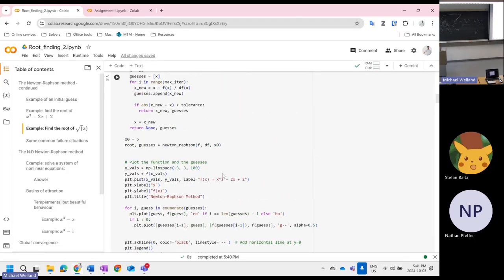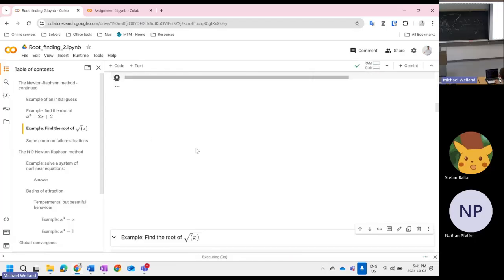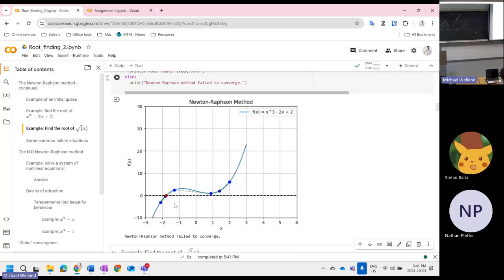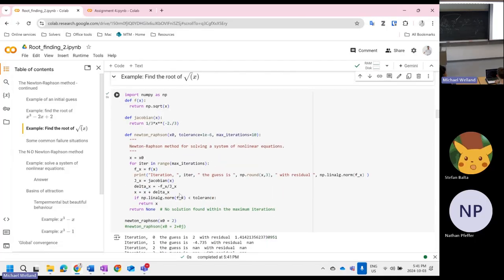As opposed to starting off with a better initial guess, I think we started with 2, and there you go. So even though you still went through this little local minimum and you still went almost horizontal, you didn't go completely horizontal. And because of that, you can still find your solution and then find your root. So that's a good thing.